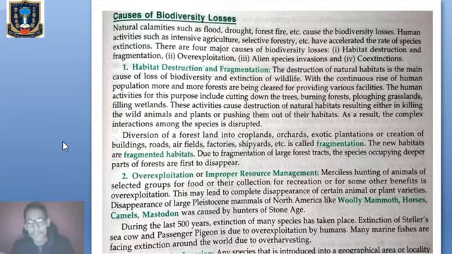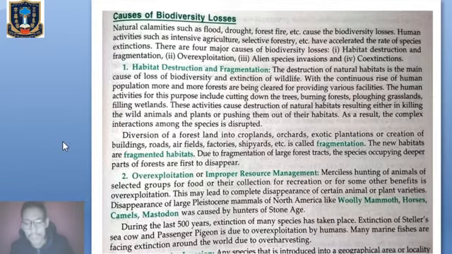Clear? And diversion of forest land into cropland, orchards, exotic plantations, or the creation of buildings, roads and airfields through the forest area is called fragmentation. And whenever fragmentation occurs, the habitats will be fragmented, and in that case, these species will not be able to move from one place to another in a fragmented habitat.